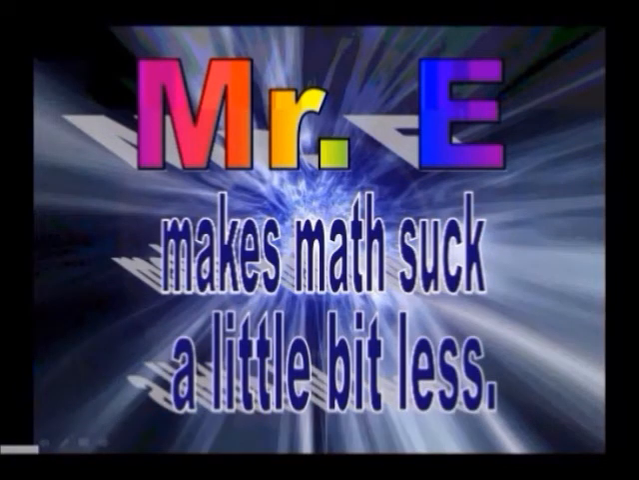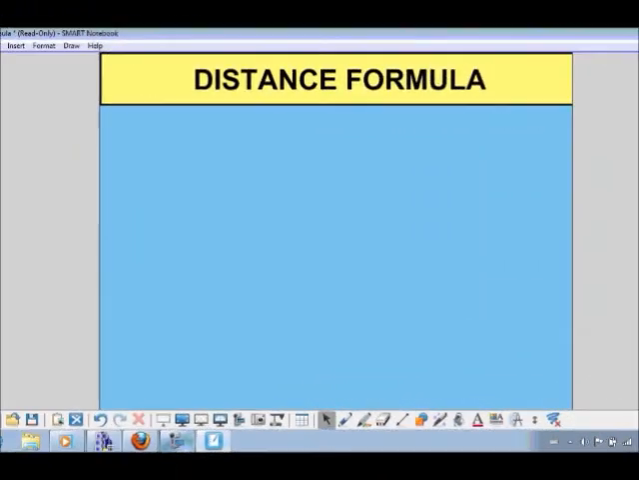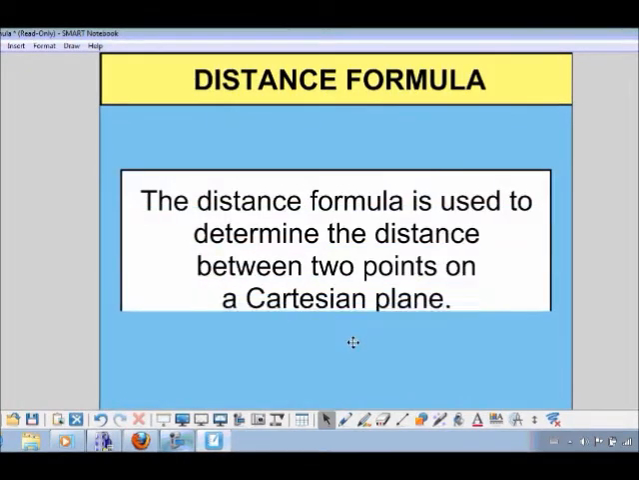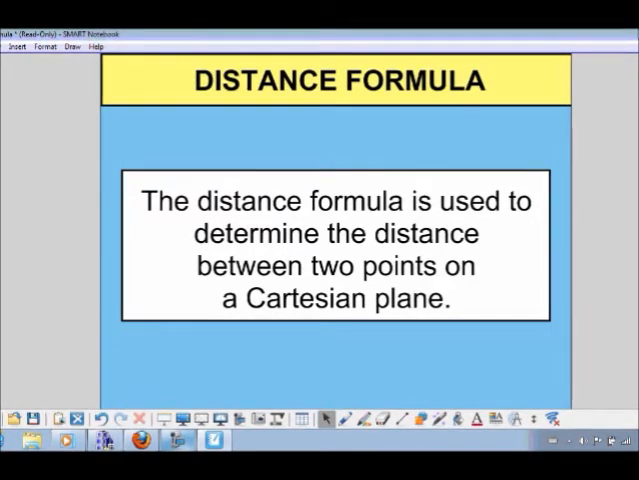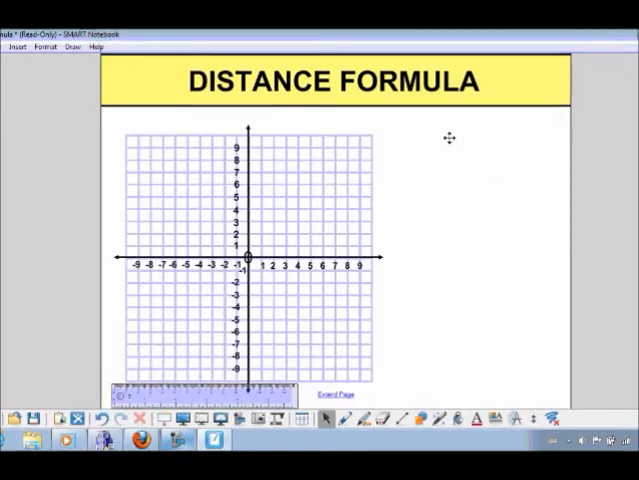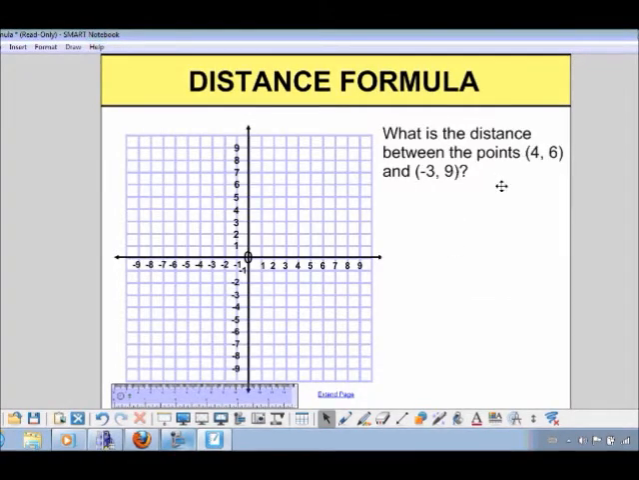chicka, wow, wow. All right, let's take a look at the distance formula. The distance formula is used to determine the distance between 2 points in a Cartesian plane. All that means is that we've got the coordinates of 2 points and we're trying to find out how far is between them. So let's take a look at an example up here. What is the distance between the points (4, 6) and (-3, 9)?